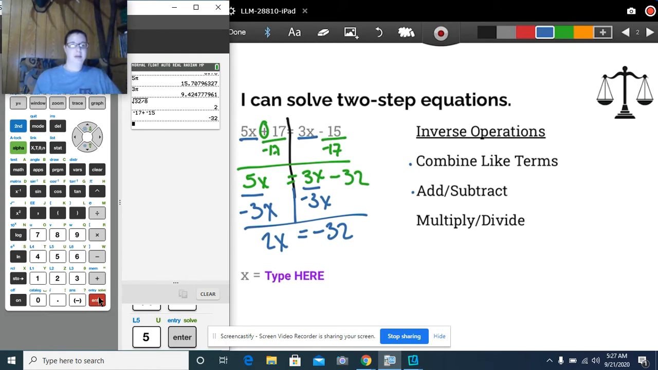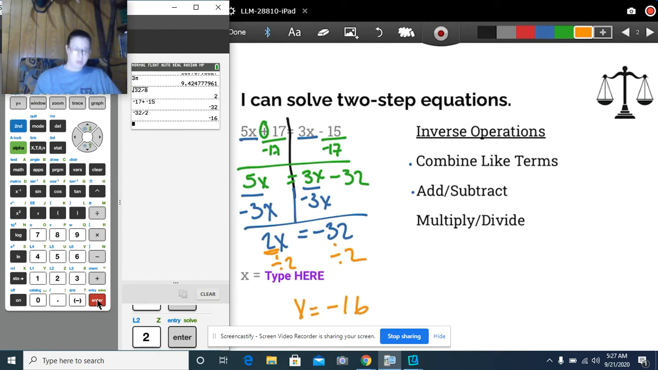Now I have to multiply or divide. Well, what are we multiplying or dividing by? We are going to divide by this coefficient in front of my variable. So I need to divide both sides by 2. And I have a negative 32 divided by 2 gives me a negative 16. So I have x is equal to negative 16.